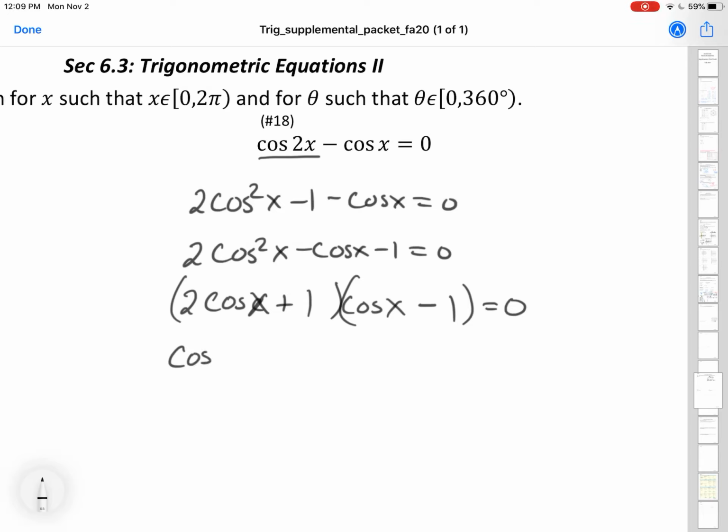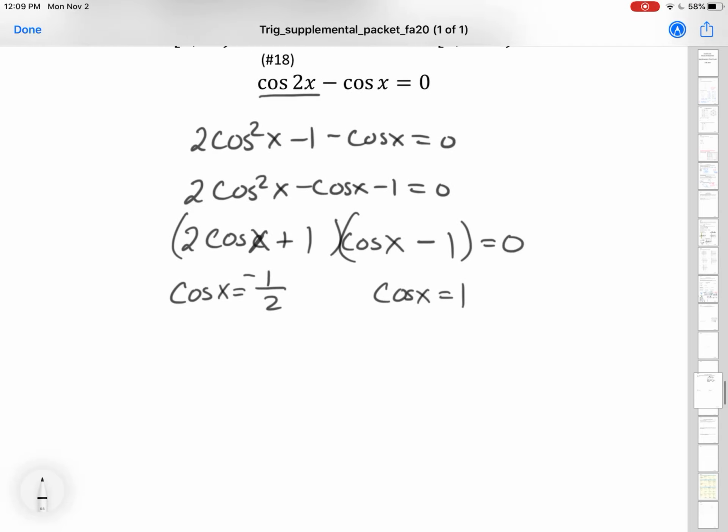So you know what that means. That means one of the solution sets comes from cosine of x equaling negative 1/2. And the other one comes from cosine x equaling 1, because those are the 2 ways those 2 things would be equal to 0. So now we just have to think, well, when is cosine x equal to negative 1/2? Well, let me think about when it's equal to 1/2. That's at a pi over 3 angle. So I need the pi over 3 angles where cosine is negative. Well, that's the second quadrant at 2 pi over 3, and the third quadrant at 4 pi over 3. There's the 2 solutions from that first one.